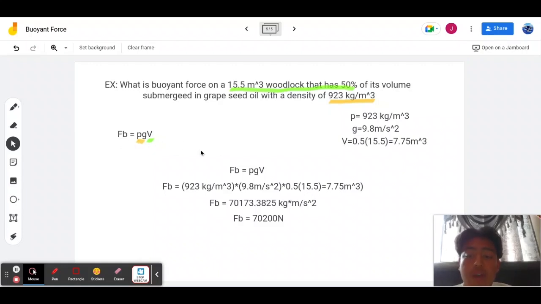Once we have that, we just plug in all the numbers, and then once everything is converted, obviously we will then have to have this in newtons.